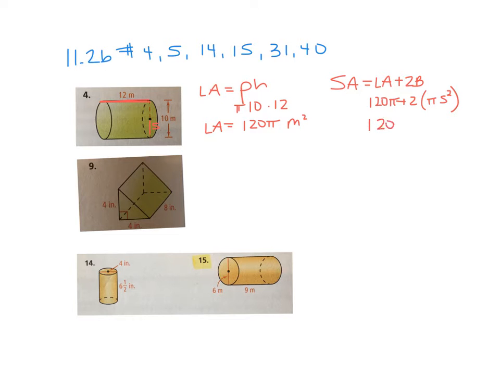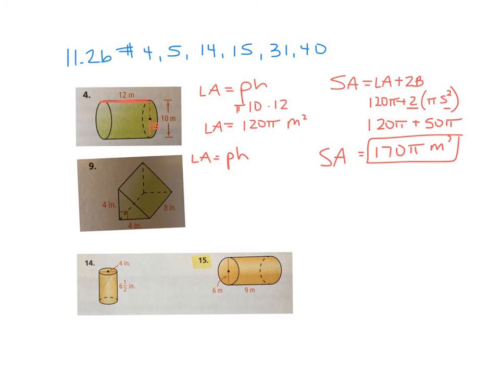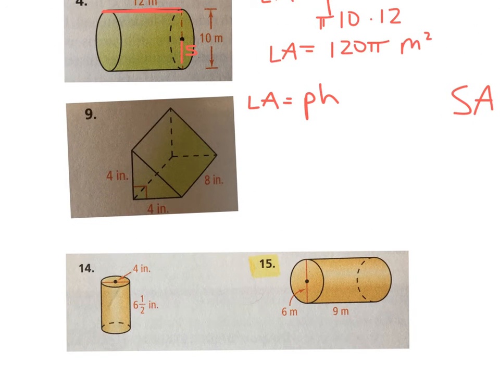So 120 pi plus 2 times 25 would be 50 pi. So that's a surface area of 170 pi square meters. Okay. Number 9, lateral area, again being the perimeter of your base times your height. This one requires a little extra work. You have a right triangle, so the perimeter, your base is the triangle.